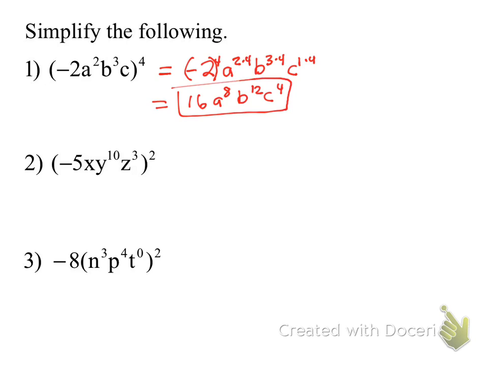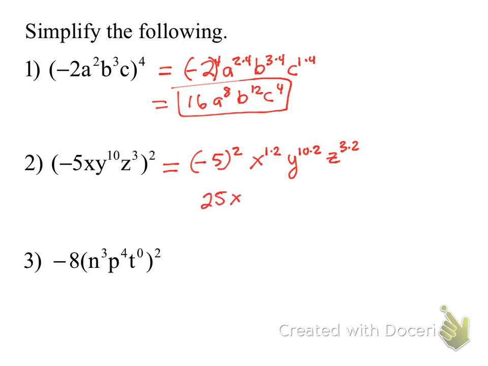Okay, I'd like you to pause the recording and do number 2 and 3. So what do we do for number 2? Who wants to do this? Okay, Daisy? So first, you would have negative 5 to the 2nd power. Good. Then x to the 1st power times the 2nd power, so x to the 2nd power. Good. Then y to the 20th power, because it'd be 10 times 2. And then z to the 6th power, because we multiply the 3rd power times 2. Okay, and what does it simplify to?